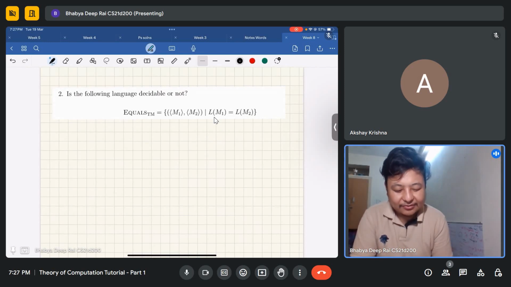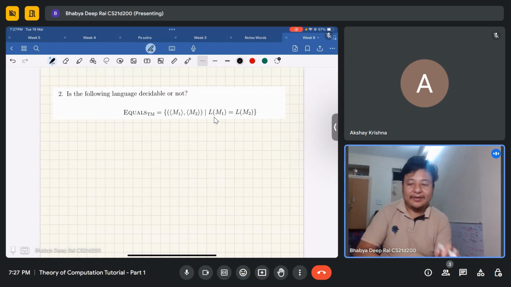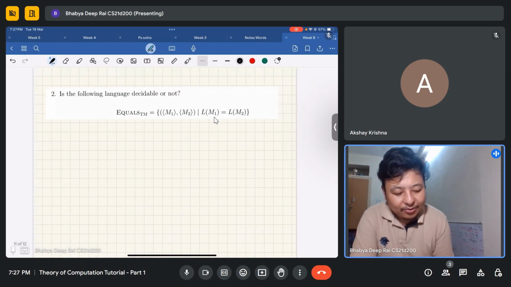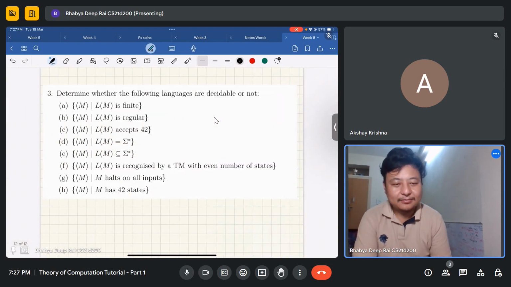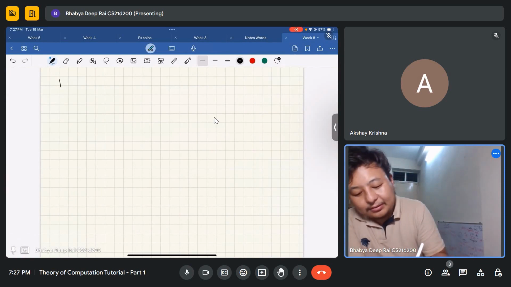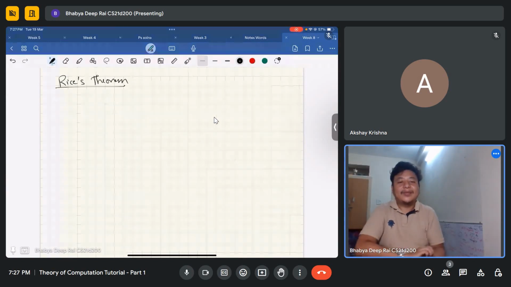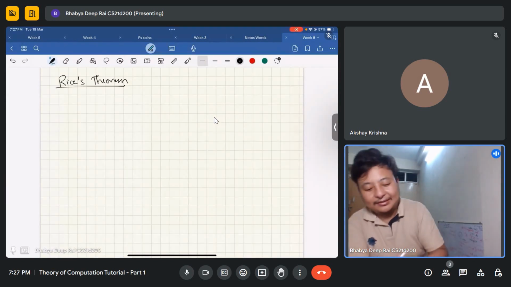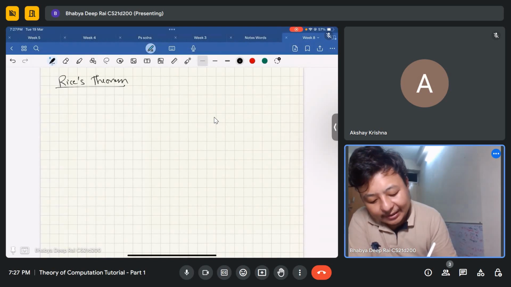Anyway, this equals Turing machine. So this reduction, I'll leave it up to you. I want to quickly do Rice's theorem now. That is another topic. Now things will get a bit simpler here. Rice's theorem says the following.